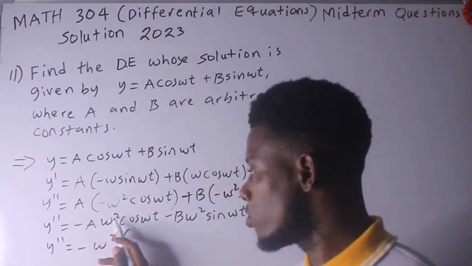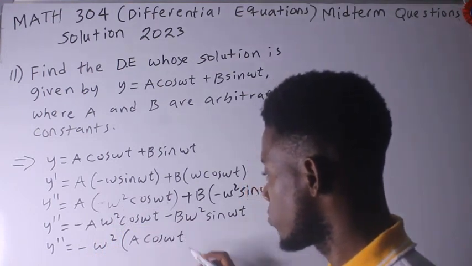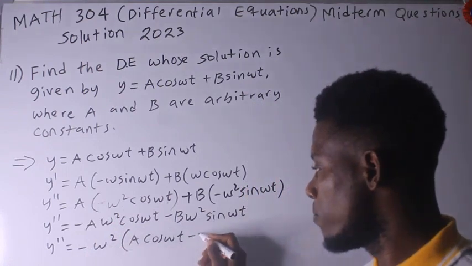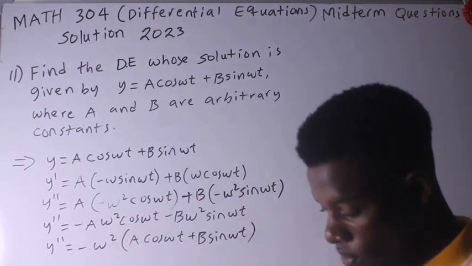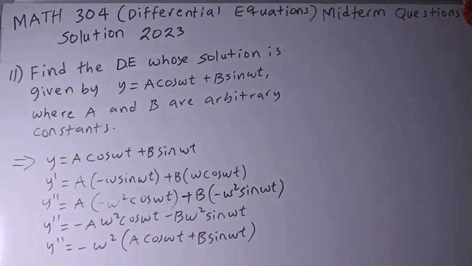If you take out minus omega square, you'll be left with a cos omega t. And then the negative is already out, omega square is already out. So you'll be left with plus b sine of omega t. That's what you're going to have. You factor out an omega square from the numerator there.